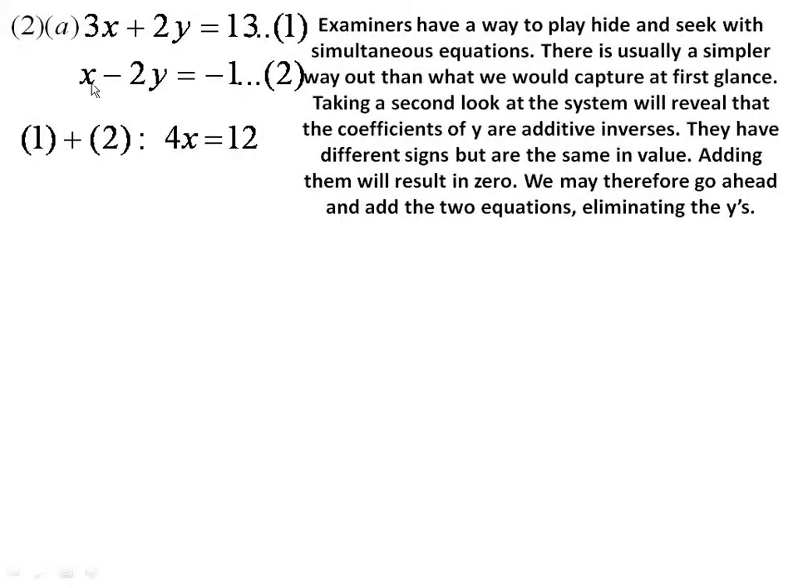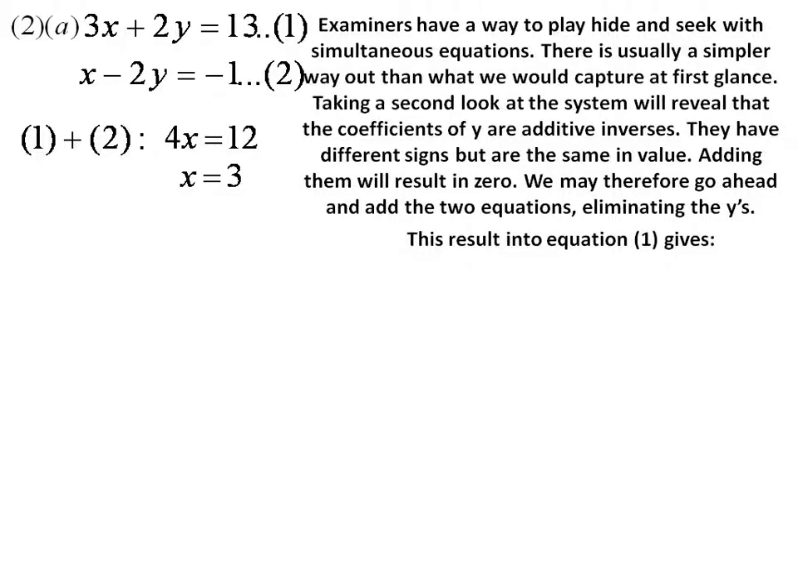3x plus x is 4x, and 13 plus a negative 1, which is 13 minus 1, is equal to 12. We have 4x and 12. Dividing the equation by 4, the x will be the only thing left on the left hand side. The 4 will be eliminated, and 12 divided by 4 is equal to 3. So x is equal to 3.